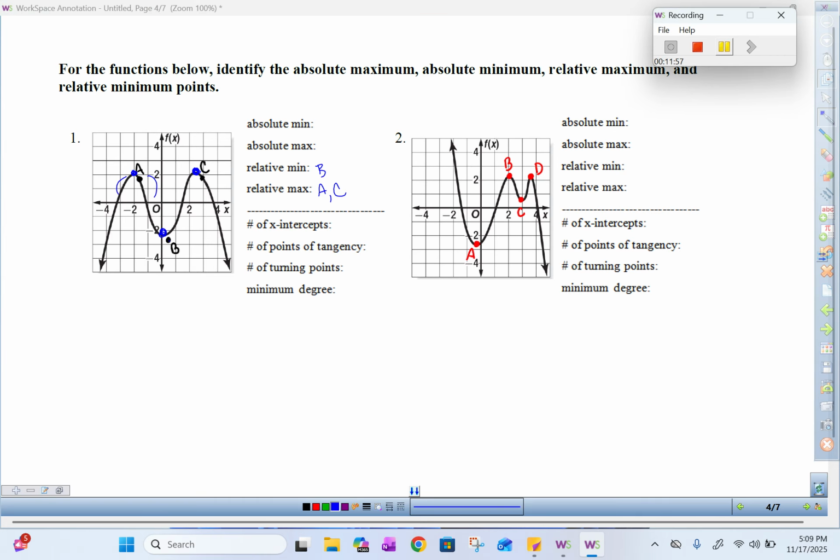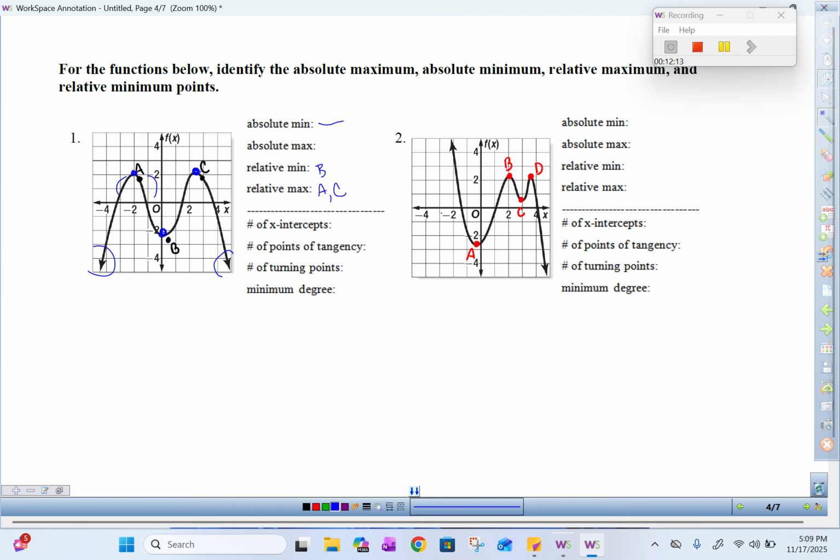From here, we have to decide, are any of those 3 points the absolute highest or lowest? So starting with the absolute minimum, B here is lower than the points around it, but it's not the lowest on the whole graph. So there is no absolute minimum when we see those arrows pointing both down.